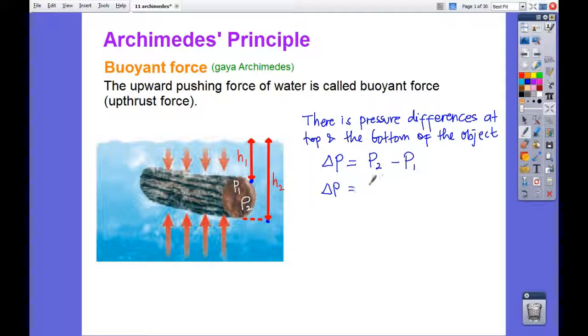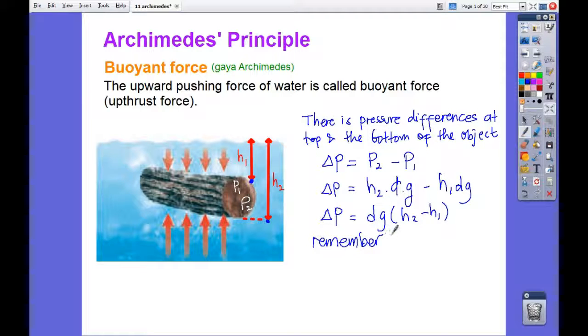This pressure is actually liquid pressure. So we can write it down as H2 dg minus H1 dg. So this delta P equals dg (H2 minus H1).